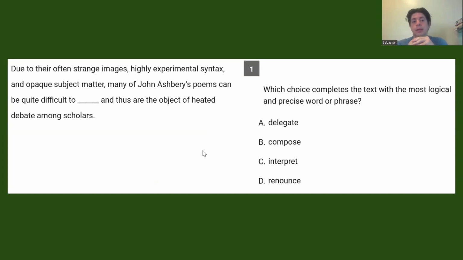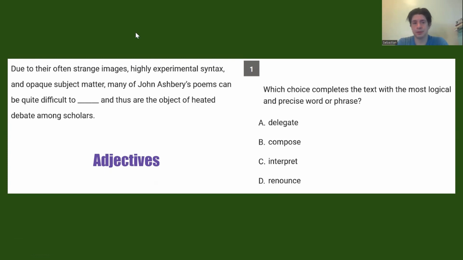And then on this one, so that was module 1. We're on to module 2A now. And this one will have, I think, 8 questions. And then we'll do module 2B, which also has 8 questions. Due to their often strange images, highly experimental syntax, and opaque subject matter, many of John Ashbery's poems can be quite difficult to blank, and thus are the object of heated debate among scholars. A, delegate, B, compose, C, interpret, D, renounce.